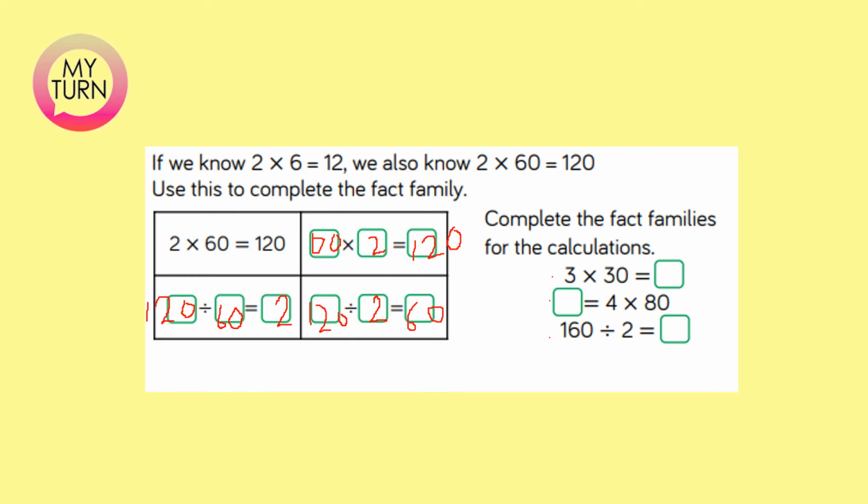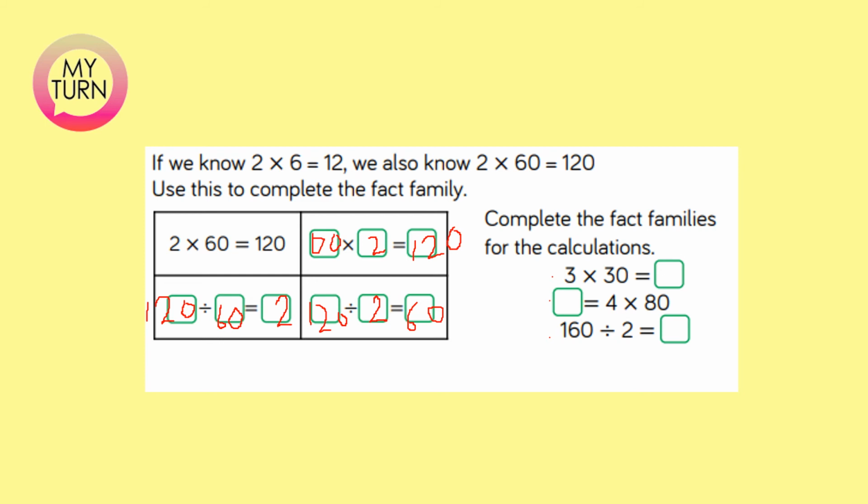For the next one, I know that 8 times 4 equals 32. So I know that 80 times 4 equals 320. That's a big number, isn't it? So therefore, if 80 times 4 equals 320, then 4 times 80 also equals 320. And I know that 320 divided by 4 equals 80. And I know that 320 divided by 80 equals 4.